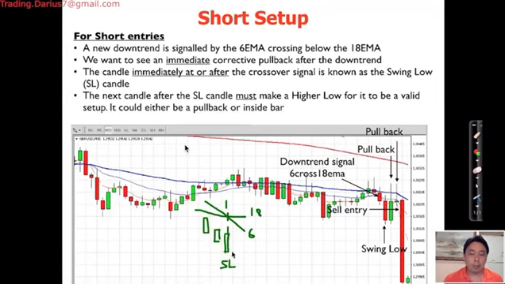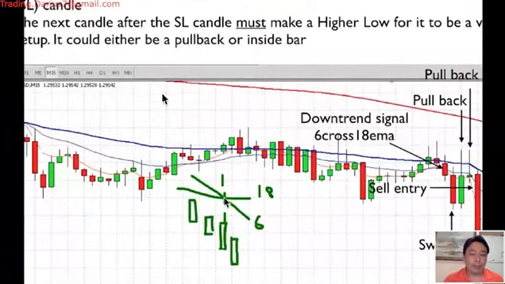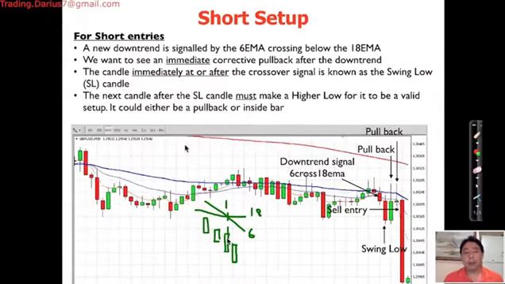Okay. So what if the next candle makes a lower low like that? Is this still valid? Will this now be the swing low candle? Well, yes, it is still valid because it comes right after the cross. Remember, it must come right at the cross or right after the cross. But the next candle, if it makes another lower low, it is no longer valid, right? Remember, it's no longer valid because the swing low cannot come one candle after that.